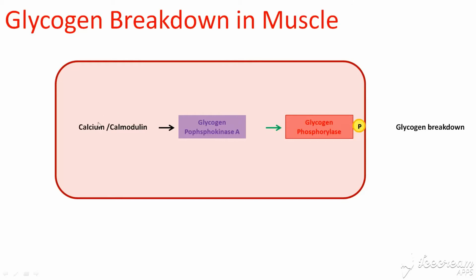So this is where the calcium-calmodulin complex comes along. So when muscles start exercising, of course, it's going to release calcium and calmodulin, and the calcium-calmodulin complex is going to activate glycogen phosphokinase A. The glycogen phosphokinase A is then going to phosphorylate glycogen phosphorylase. And remember that we said when glycogen phosphorylase is phosphorylated, it's going to lead to an increase in activity, and that's going to promote glycogen breakdown inside the muscle. So it's going to lead to rapid utilization of glycogen inside of our muscles.